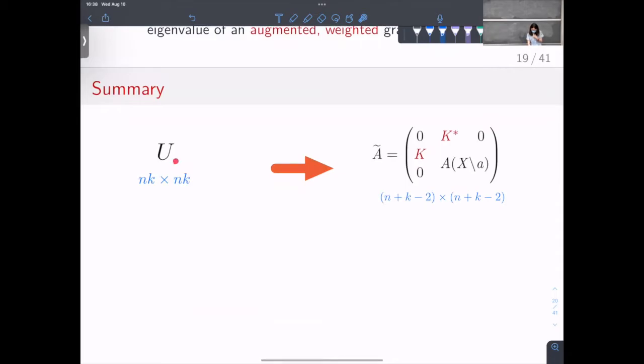So here's a summary. We started with a big matrix U indexed by the arcs. And if the graph is k-regular on n vertices, this will have size nk by nk. But now after some analysis, we brought that down to a smaller matrix, which has linear size in n. But we can do even better than this.